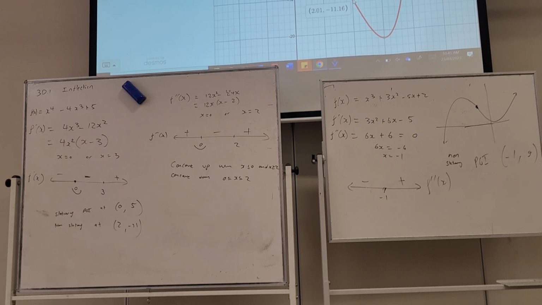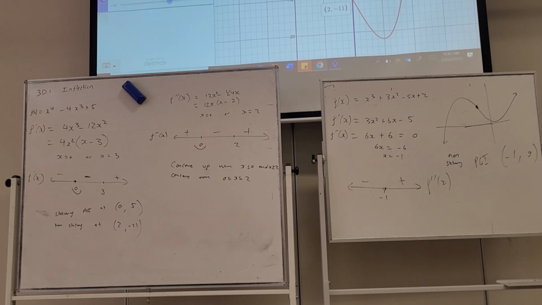Can't get it. Let's just graph this line. X equals 2, there. That's where it changes shape again. So look, I'll trace my mouse along. Concave down, it's opening downwards. Concave up, it's opening upwards.